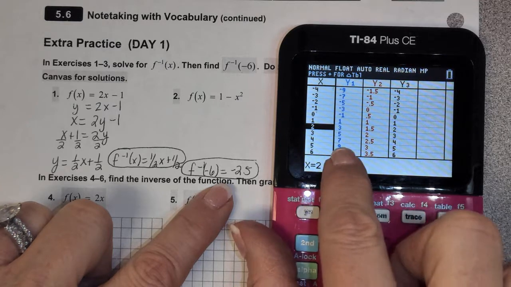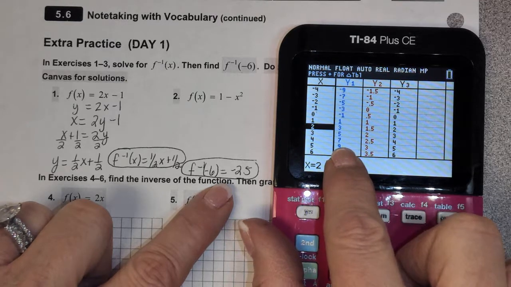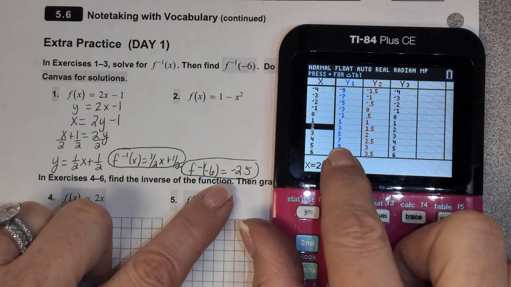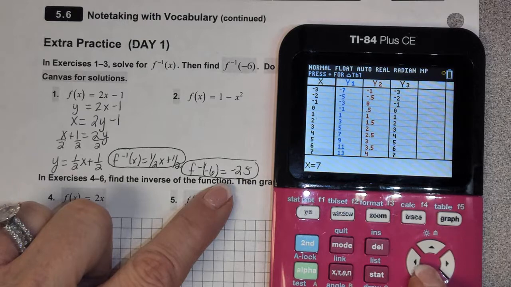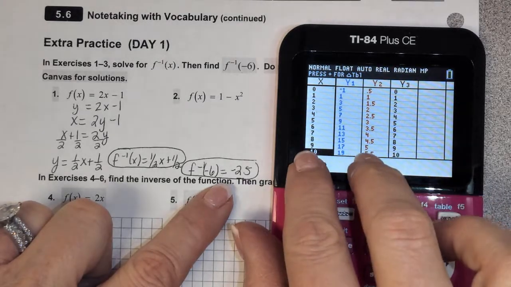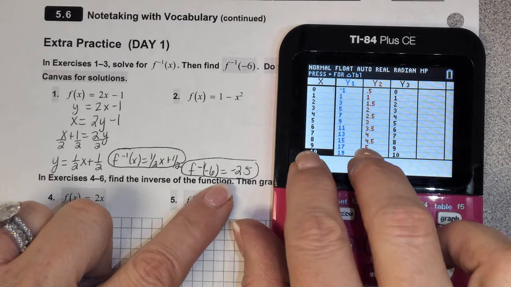Here's 5, here's 9. So what's the point I would see on the inverse function? If I see 5, 9 on the original function, what point will be on the inverse function? 9, 5. Scroll down. Look, 9, 5. Remember that's where I put my inverse function?